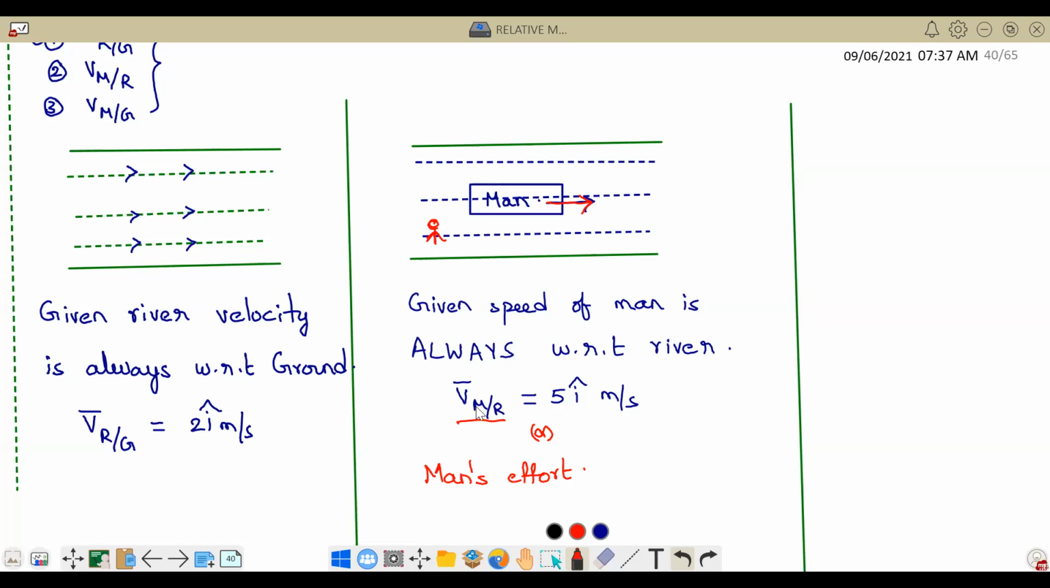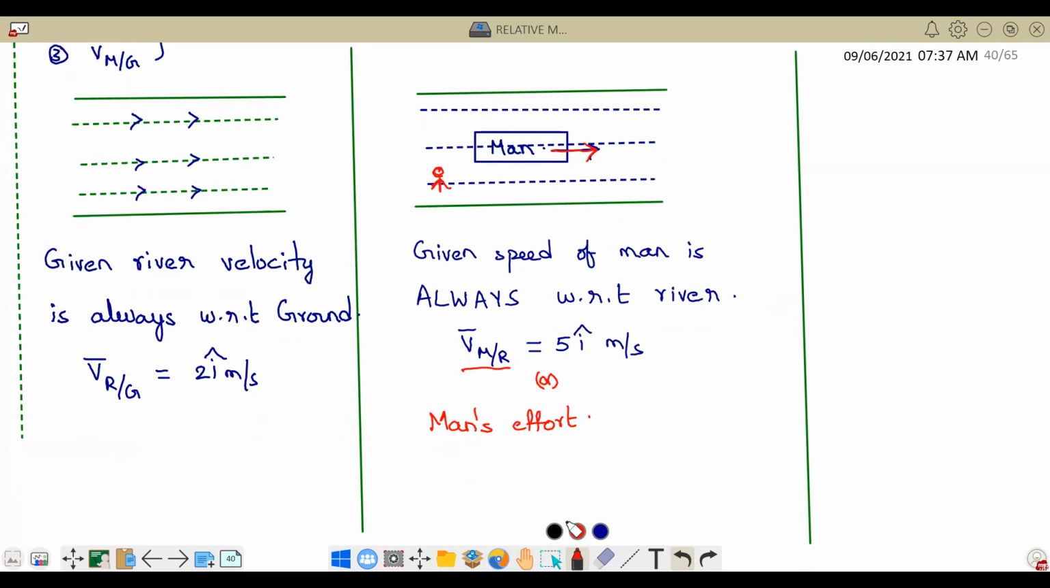Are you able to understand the term? That's why they call this man's efforts. This is very, very important. Please understand carefully. Sometimes they'll say the speed of man is 5 meters per second, or sometimes they'll say man's efforts. Both are correct. Or in some textbooks, they'll mention it as speed of man in still water. Speed of man in still water is 5 meters per second. So his effort is this one, 5 meters per second.